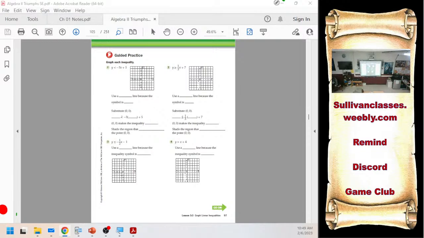This would be false, right? Because 0 is not greater than. So I plugged it in. 0 greater than or equal to 7 is false. So if this is not part of my answer, then you shade away from it. It's like, hey, I need a date for prom this spring, and I look over there and I'm like, that ain't gonna work. So you go the other direction, right?